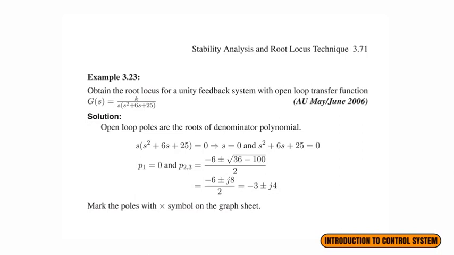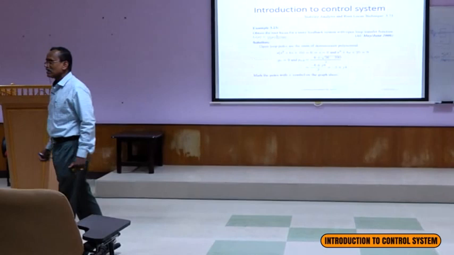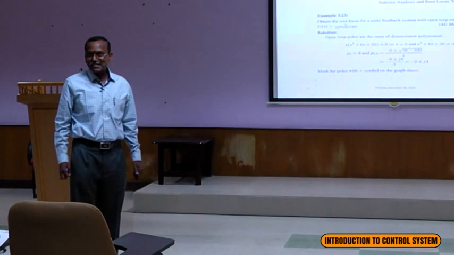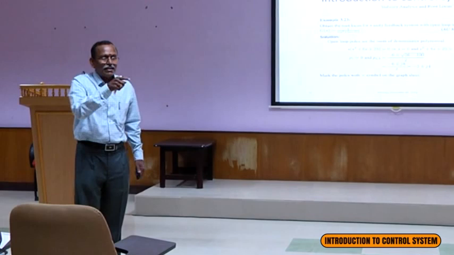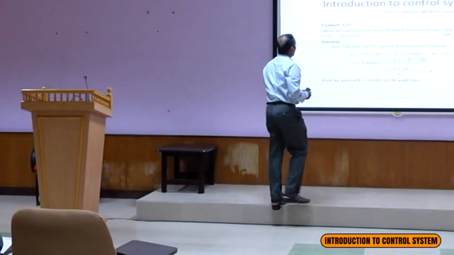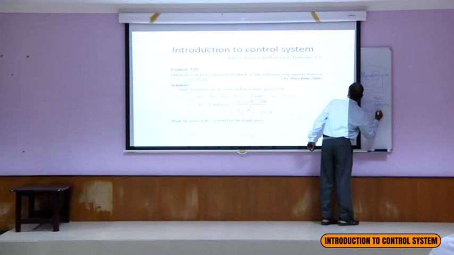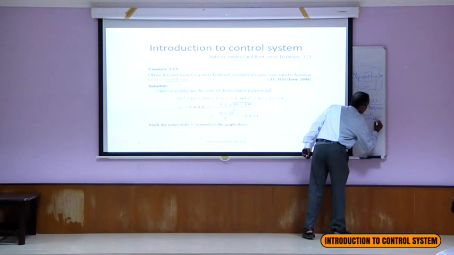If poles are on the left hand side, then only the system is stable. So the closed loop system may not be stable. The open loop system may be stable. The closed loop system may not be stable because the denominator is modified. Earlier, what is the denominator? G of S equals K divided by S multiplied by S square plus 6S plus 25.